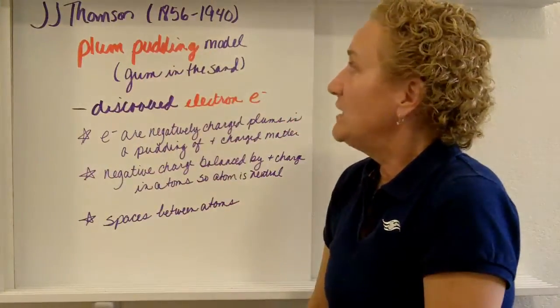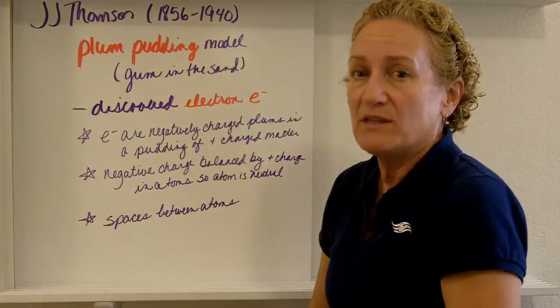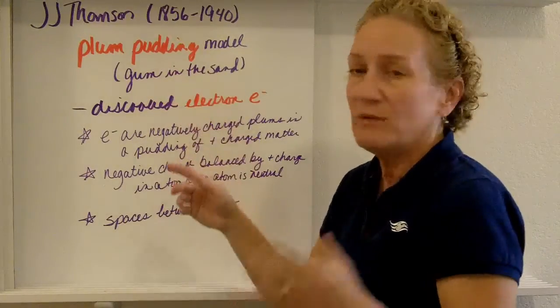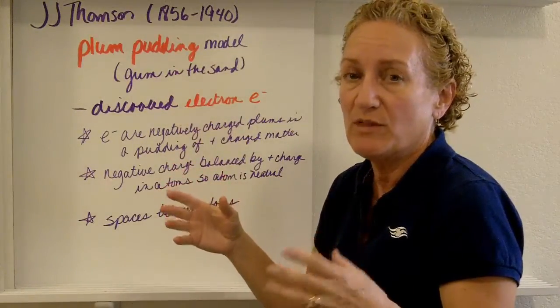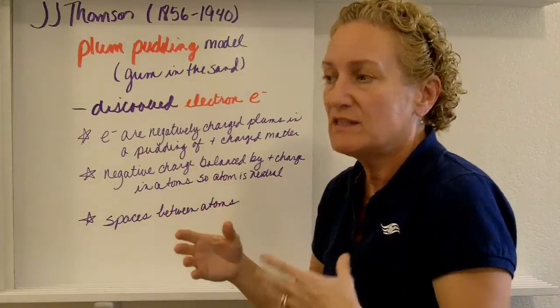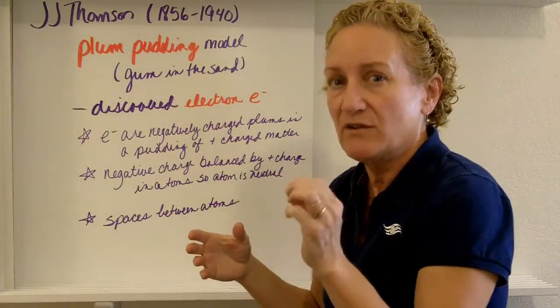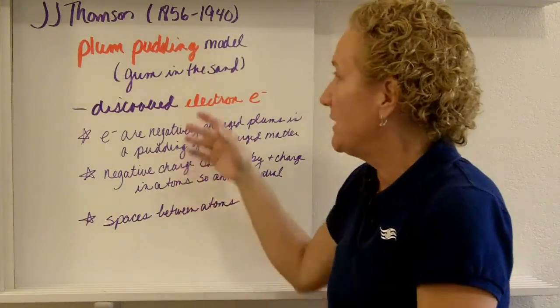Late 1800s, early 1900s, we had J.J. Thomson, and he came up with, at the time, we called it the plum pudding model because plum pudding was something people were familiar with. I know now when we say plum pudding, that doesn't mean a lot to you, so I'm going to give you another way of remembering that in just a minute.